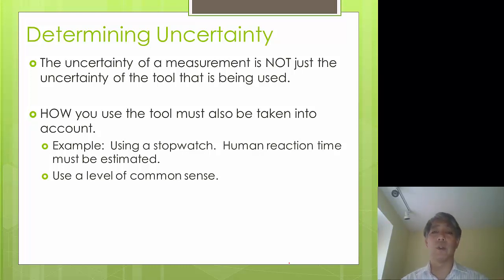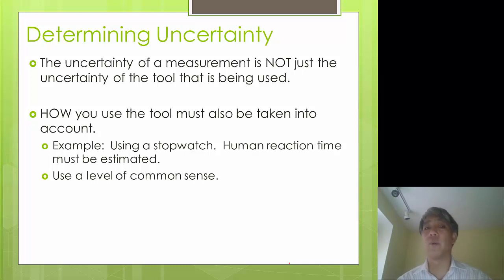Okay, so for example, if I use a stopwatch, human reaction time must be estimated. In general, human reaction time is somewhere about 0.1 to 0.2 seconds. Okay, we're not the fastest things. If you're able to use some sort of electronic timer, microphones to record sounds, different things like that, those are better at estimating the time than using a stopwatch. Okay, so pay attention to the tool's uncertainty as well as the measurement's uncertainty.